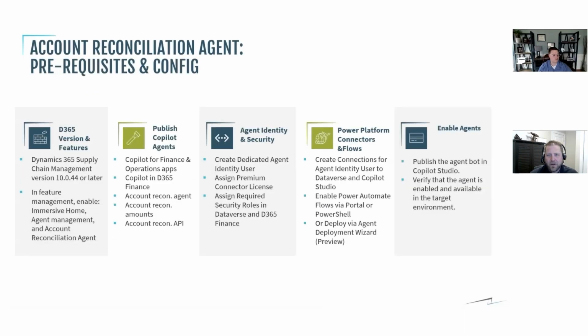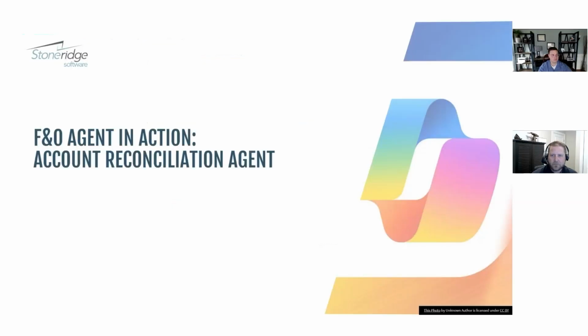So similar to the supplier communication agent, there's some setup that has to be configured before you're ready to use it. You need to be on 10.44 or later again, and you need to have the agent identity and security set up just like before. This particular agent has 3 agents that need to be published in Copilot Studio. And again, the connectors need to be set up. And then finally, you need to enable the agents within D365. All right, so we're going to go over to F&O and take a look here at the account reconciliation agent.